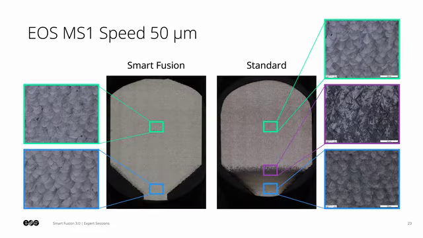Here we see the homogeneous microstructure for the whole part with Smart Fusion on the left side and without Smart Fusion on the right side. Three very different types of microstructures and therefore different material properties in the part. This will be discussed in more detail in a later expert session.